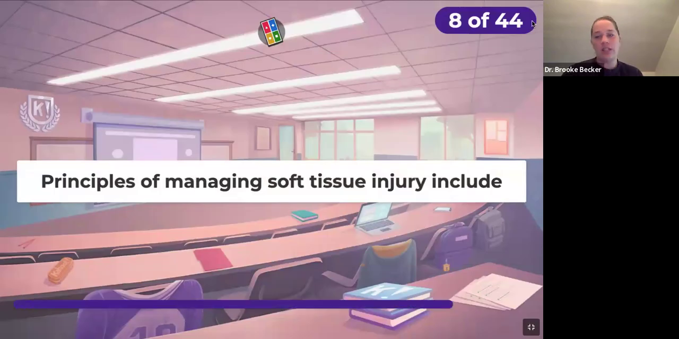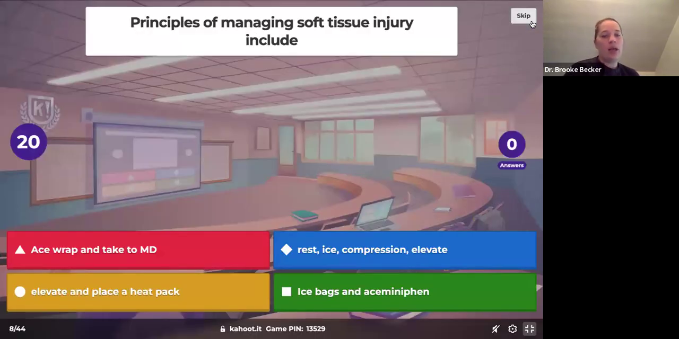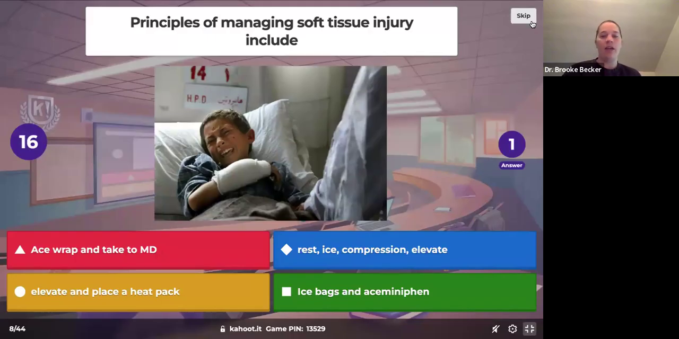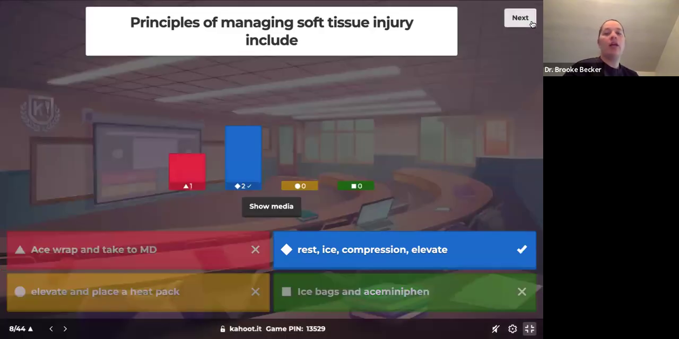Principles of managing soft tissue injury include ACE wrap and taking to a provider, rest, ice, compression, elevation, elevate and place a heat pack, ice bags, and Tylenol. See, we need to correct our spelling in acetaminophen. RICE. Remember RICE with soft tissue injuries. RICE is going to be your thing that you do. So rest, ice, compression, and elevation.